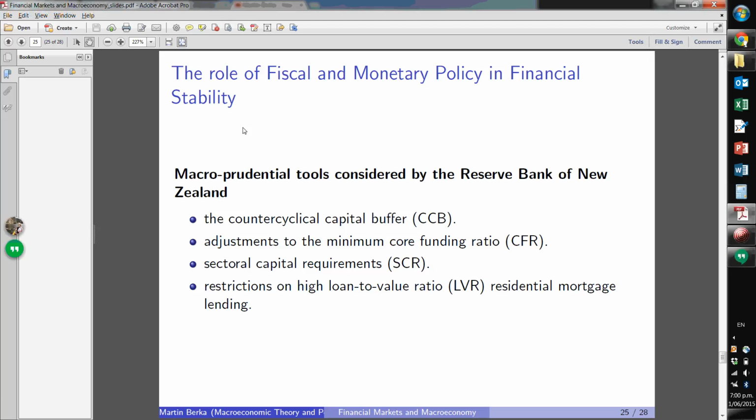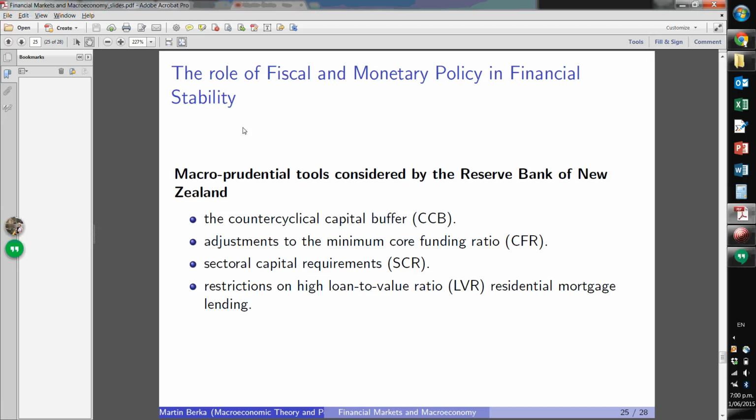Core funding ratio is another macro-prudential tool. Sectoral capital requirements, which vary across sectors. So, investment in different sectors requires, depending on riskiness of the sector, the bank to hold differing amounts of capital stock against the loans that are being issued in those sectors.